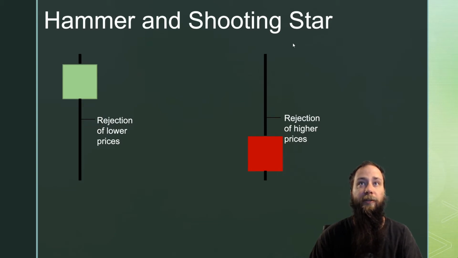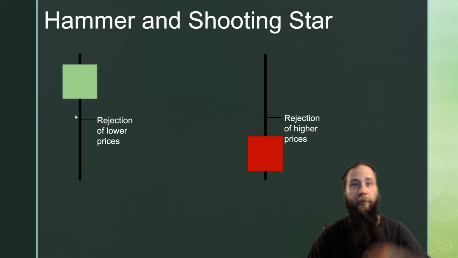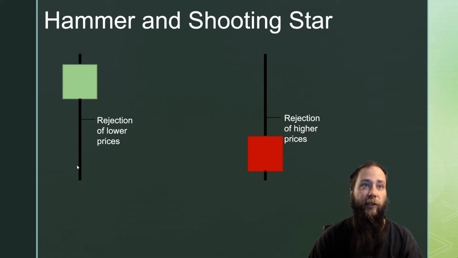Hammer and shooting star. So this is a hammer right here, and it looks like a hammer. And this is a rejection of lower prices. We went over this. So an open right here, the price goes all the way down, then shoots all the way back up, and then closes right here.